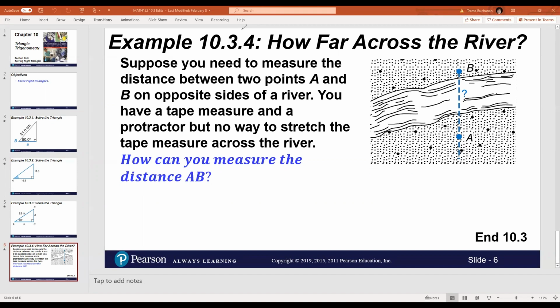So suppose that you needed to measure the distance between points A and B that are on opposite sides of a river. And you have a tape measure and a protractor. So you have some kind of way to measure a distance this way, and you have some way to measure an angle. But no, you don't have any way to get across the river and actually stretch the tape measure across the river. That's not going to happen. So suppose you took your tape measure and said, well, I don't know what else I can do, but I can measure out a distance like this.